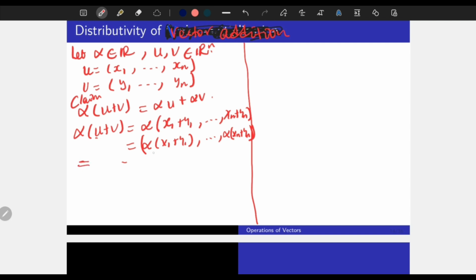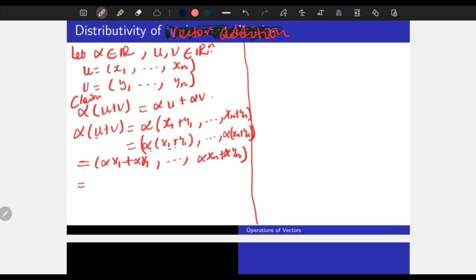Since multiplication in the set of real numbers is distributive over addition, we can distribute this alpha through the addition here, which gives alpha x1 plus alpha y1 up to alpha xn plus alpha yn.